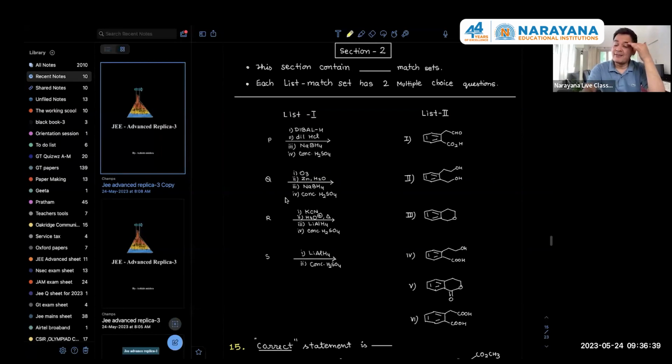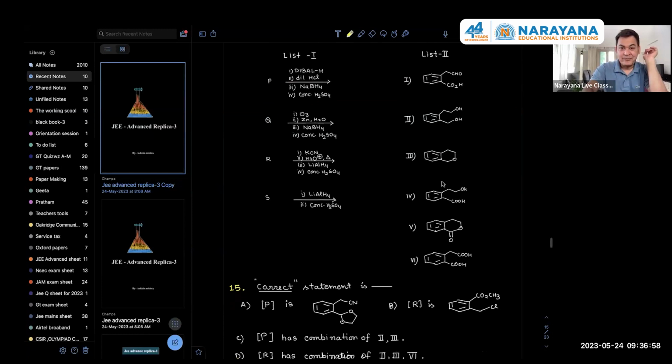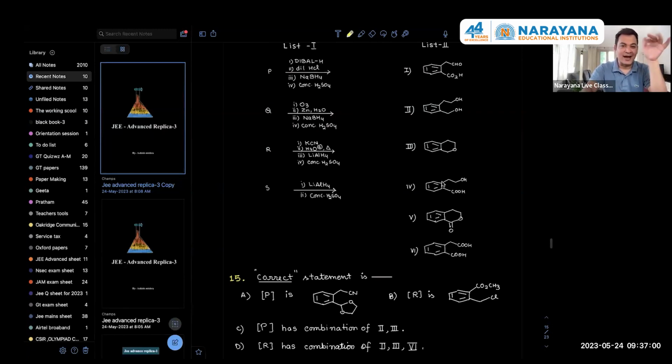This question I have created from JEE only. The same type of question you got a few days back in the GTA, I think. I had discussed this question, but I have changed it. The reactant is not there, but the products and reagents are almost the same. Now you see the question I have created.